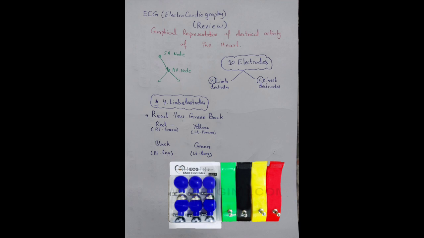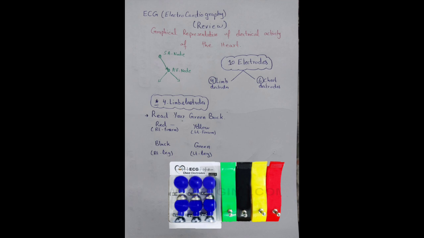So whatever electrical activity our heart does will be shown on paper in graphical form. This is known as ECG. As we know, from the SA node the electrical signal is generated and passes to the AV node and then to the complete heart.